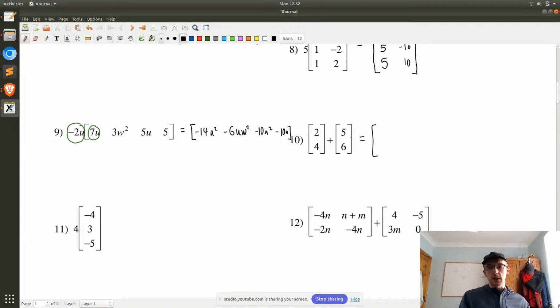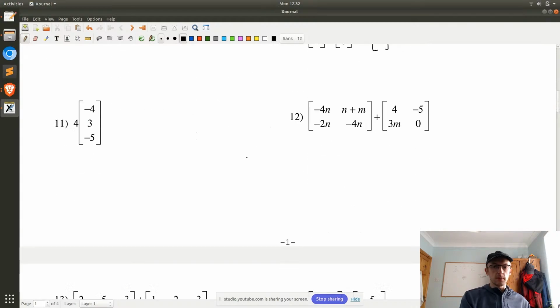Here we have a 2 by 1 matrix added to another 2 by 1 matrix, and so we just go component-wise. 2 add 5 makes 7, 4 add 6 makes 10. Question 11 is very much the same as before. Multiply each entry in this column matrix by 4. So we're going to have -16, 12, and -20.